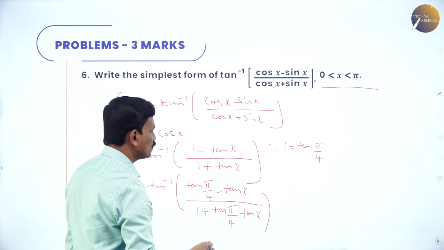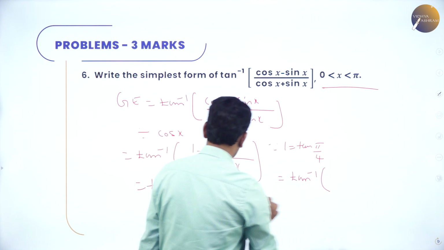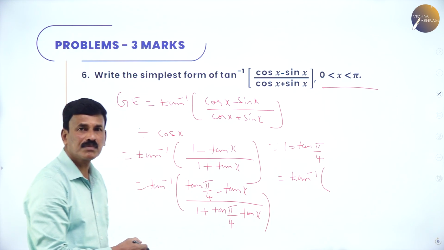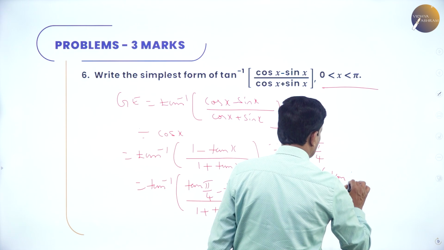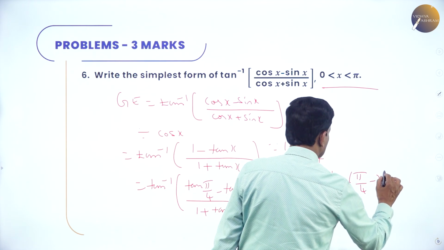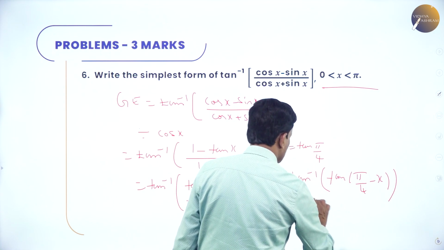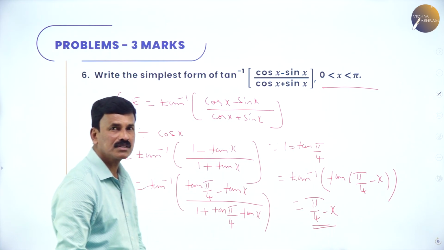Now if you observe carefully, this is nothing but tan inverse of tan A minus tan B divided by 1 plus tan A tan B, which is nothing but tan A minus B. So this is tan of A minus B, pi by 4 minus x. So tan inverse gets cancelled. That's equal to pi by 4 minus x, the simplified answer.